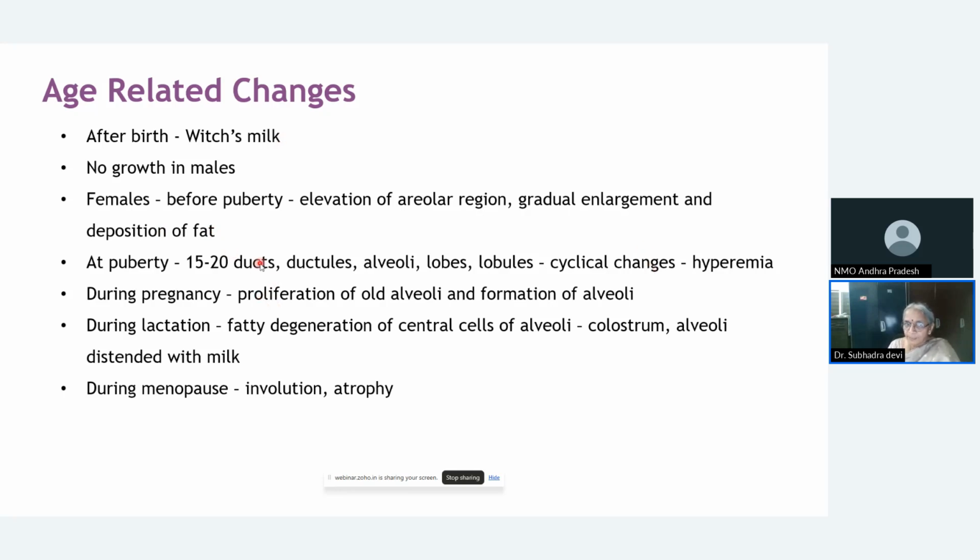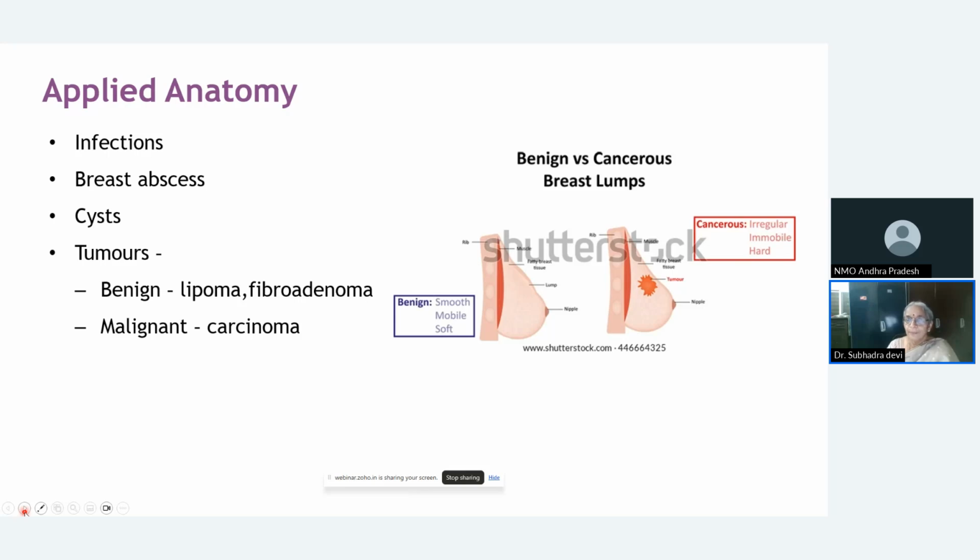At puberty, what will happen? The duct system and alveoli develop, and cyclical changes occur. During pregnancy, old alveoli will proliferate and new ones will be formed. During lactation, there is fatty degeneration of cells, which forms the cholesterol, and distension with milk. During menopause, involution occurs again. Then coming to the last part, applied anatomy: infections, breast abscess, cyst, and benign conditions like lipoma and fibroadenoma.